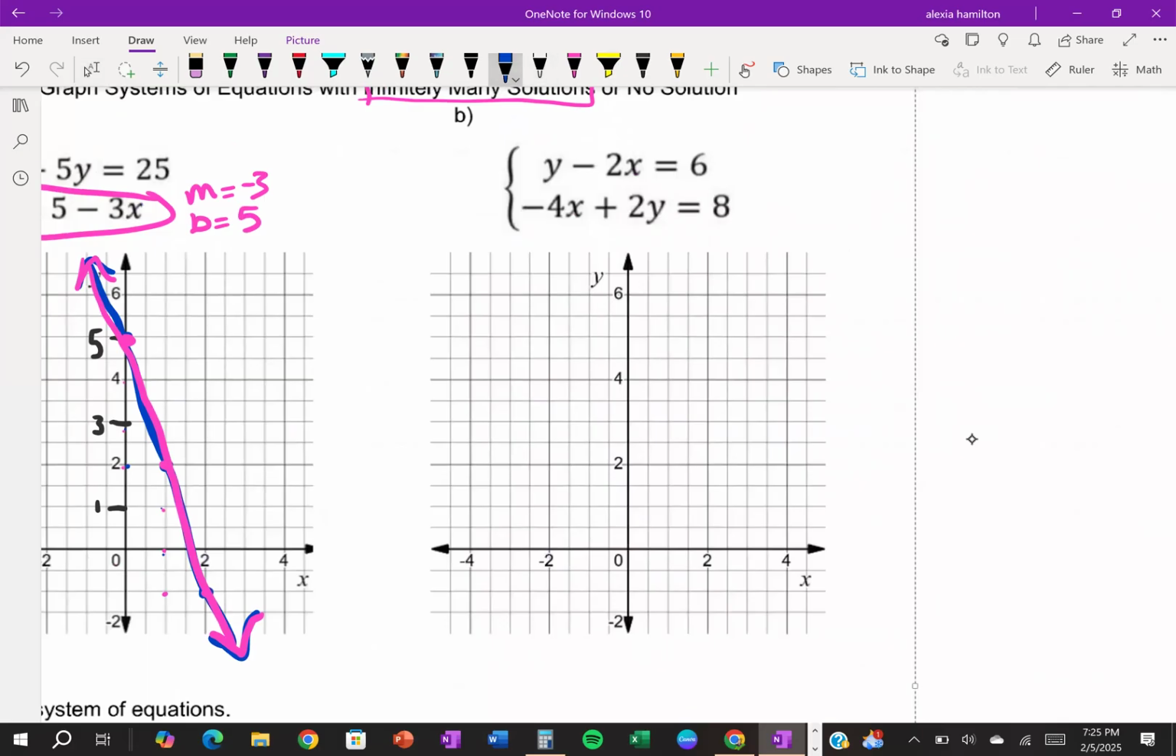Well, top equation is almost in slope-intercept, but it's not quite there because y needs to be by itself. So I just have to move that. I'm going to add 2x to both sides. And that gives me the equation y is equal to a positive 2x plus 6. So up 6, then up 2, right 1, down 2, left 1, because that's a positive 2.